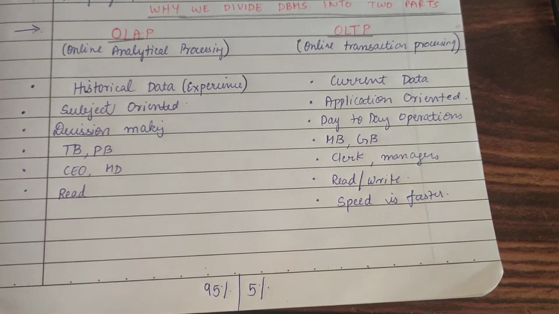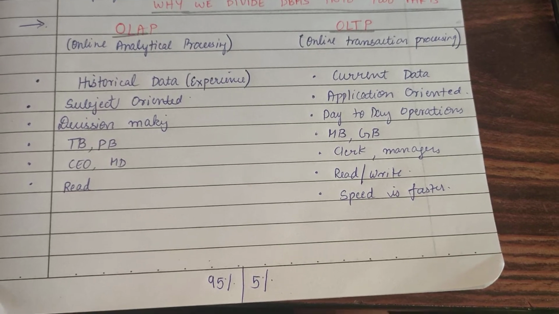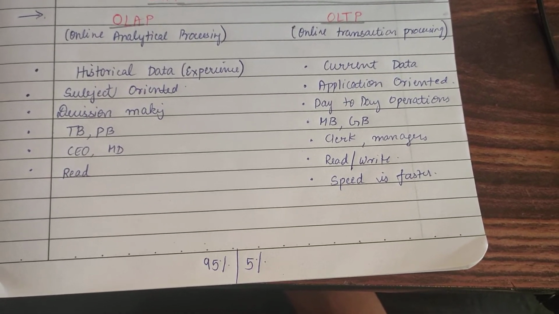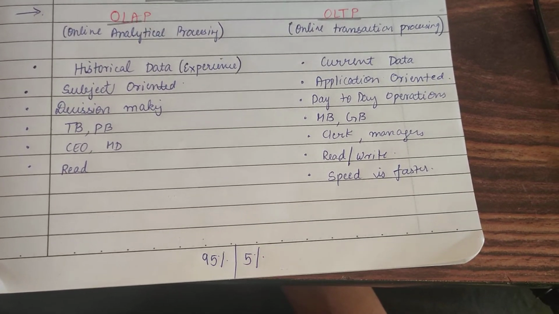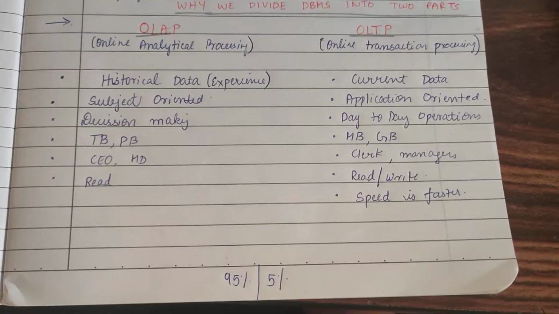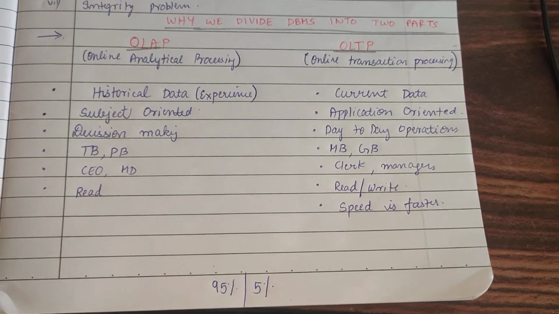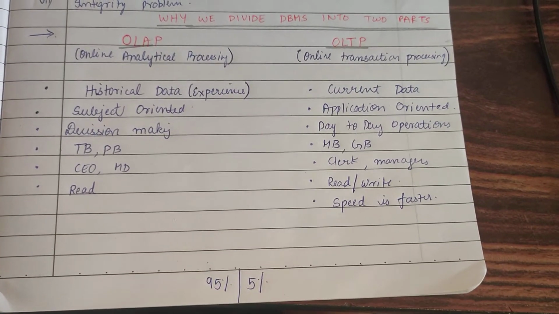As computer science students, we know that as the size of the memory increases, the rate of accessing the data becomes harder and more time consuming. Hence, DBMS is being divided into two parts.